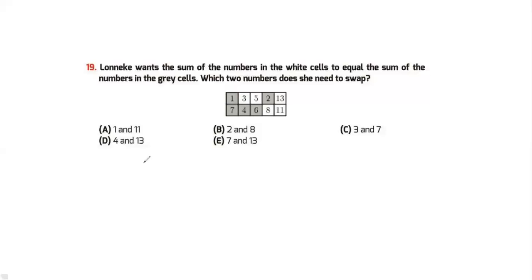Question number 19. Lonike wants the sum of the numbers in the white cells to equal the sum of the numbers in the gray cells. Which two numbers does she need to swap? Whenever we have a question wherein the sum has to be equal, the first thing we should do is add all the numbers. So let's see what numbers we have: 1, 2, 3, 4, 5, 6, 7, 8, and then 11 and 13.